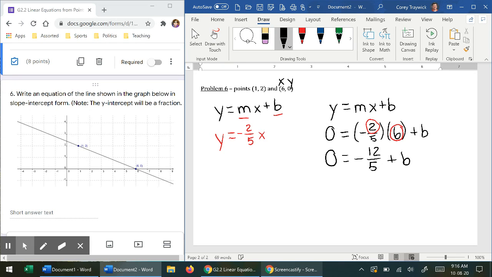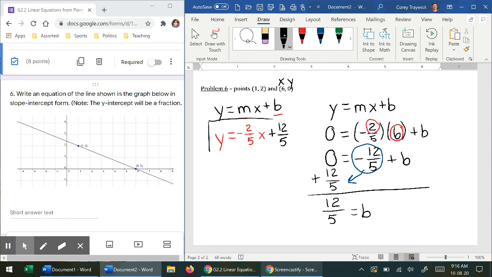There's one more thing to do. Since this is a negative 12/5 on the right side, we're going to bring it over to the left side and change it to positive 12/5. Now, obviously, 0 plus 12 over 5 will equal 12 over 5. And that is our y-intercept, and so we write it over here just like that. Sometimes we have fractions for our numbers, and that is perfectly okay.